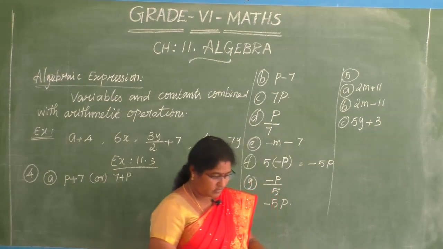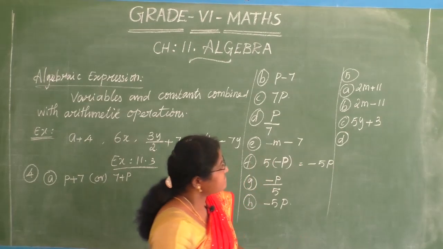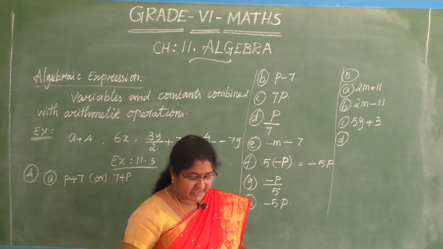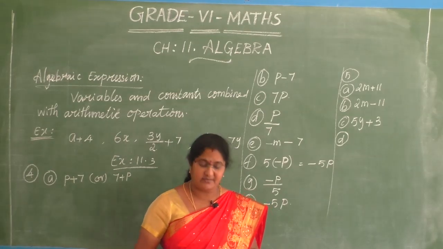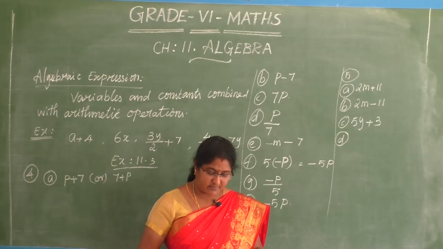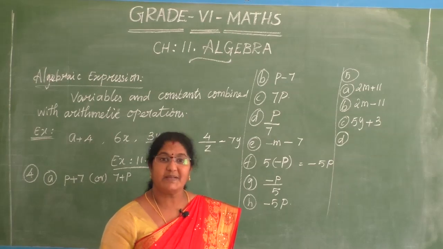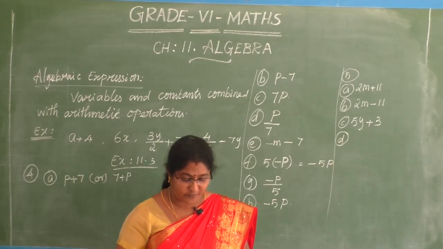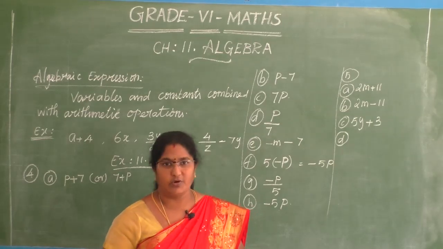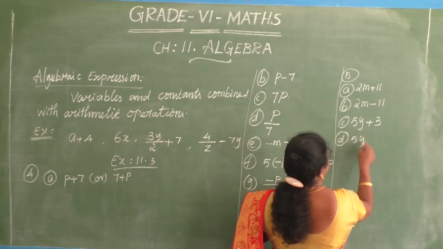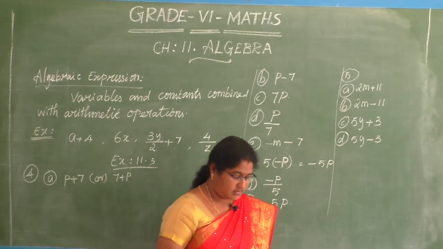Clear? Okay, let's go to the next one, D question. Five times y from which 3 is subtracted. From which 3 is subtracted. So that means from 5y, 3 is subtracted. We subtract 3, from what? From 5y only. Okay. So 5 times y from this, which 3 is subtracted. Understand?